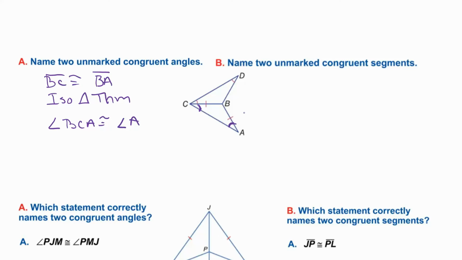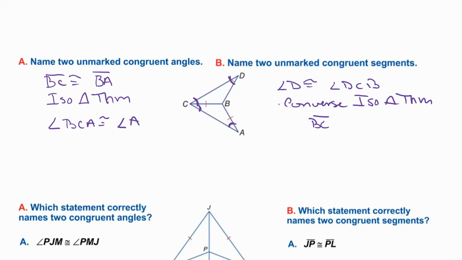Problem B asks us to name two unmarked congruent segments. In this picture here, we know that angle D is congruent to angle DCB, this angle here. So angle D is congruent to angle DCB. So by the converse of the isosceles triangle theorem, we know that BC is congruent to DB. So these are the answers for part A and part B.